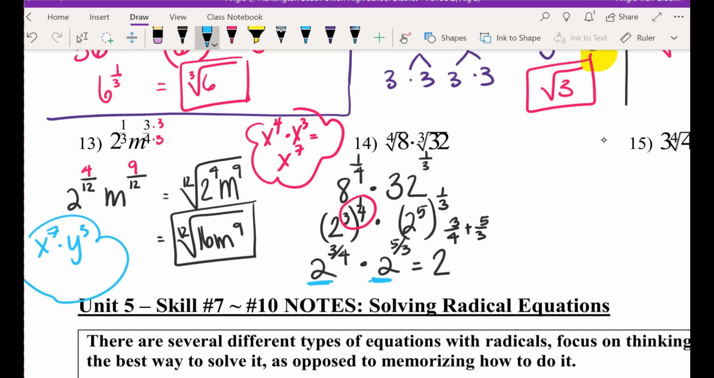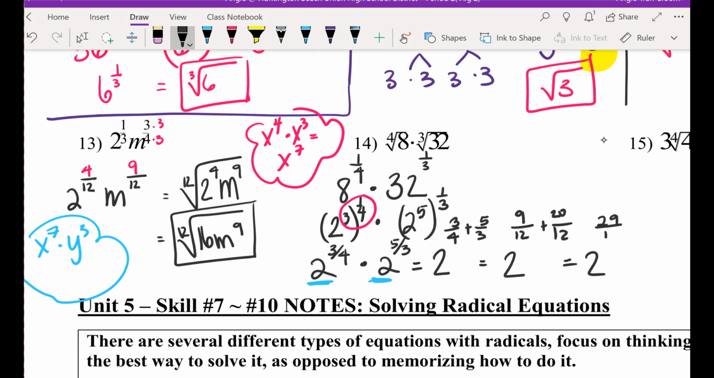Aren't they fractions? That means you have to do what? Common denominator. Okay, what's a common denominator? 12. So this is something over 12 plus something over 12. What does this turn into? 9. What does this turn into? 20. Ooh. This is now 2 to the what?